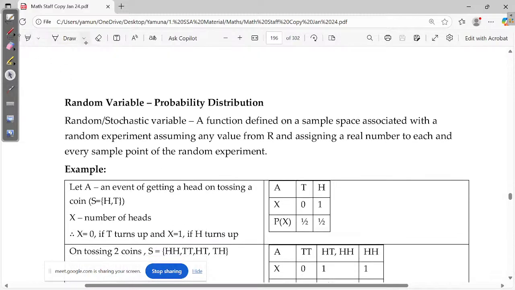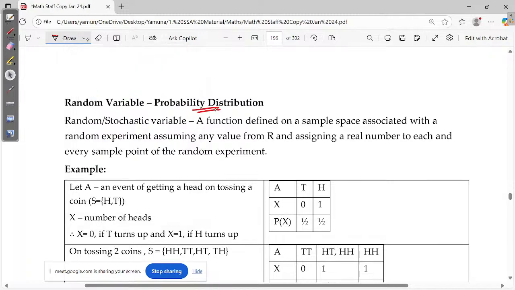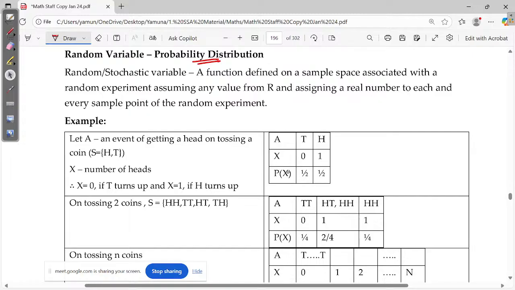Random variable is also used with another term called probability distribution. Why is it called probability distribution? Total probability is 1. If you make a note of this table, you find that 1 is split as half and half. They have distributed that value 1.